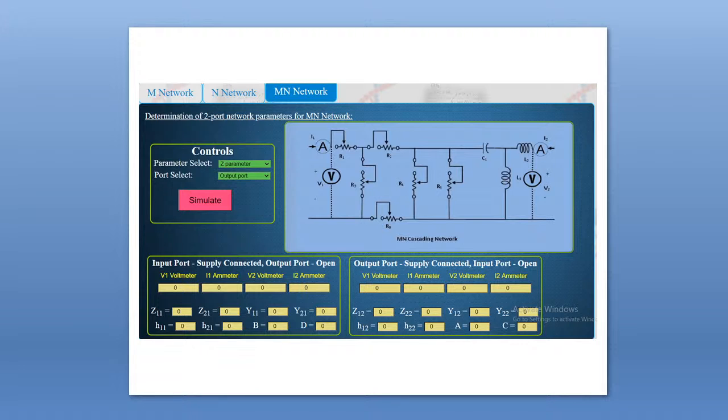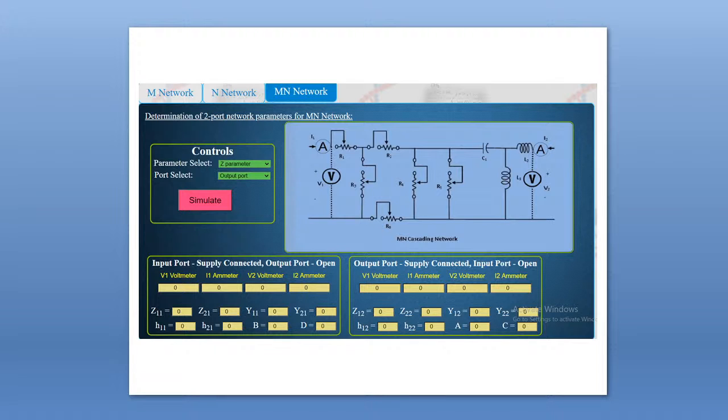So you just select the MN network, composite or combined network, MN network. Okay, and then you select the parameters. From the parameter select option, you select Y parameter instead of Z parameter. Now you select Y parameter or short circuit admittance parameter.